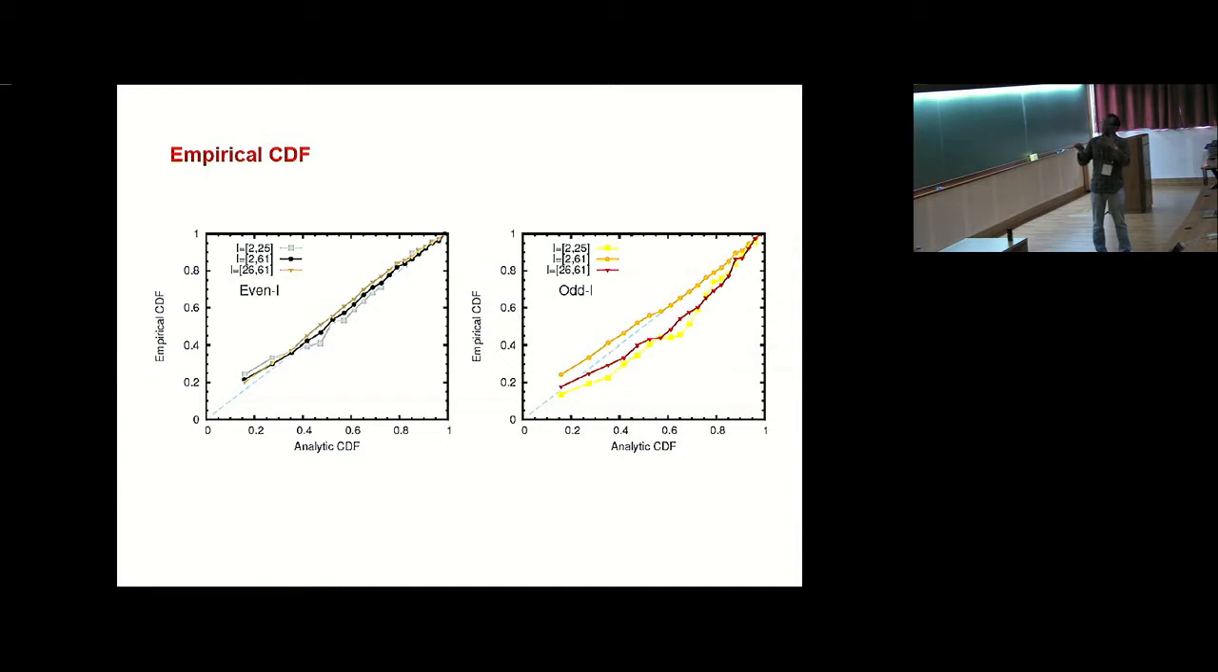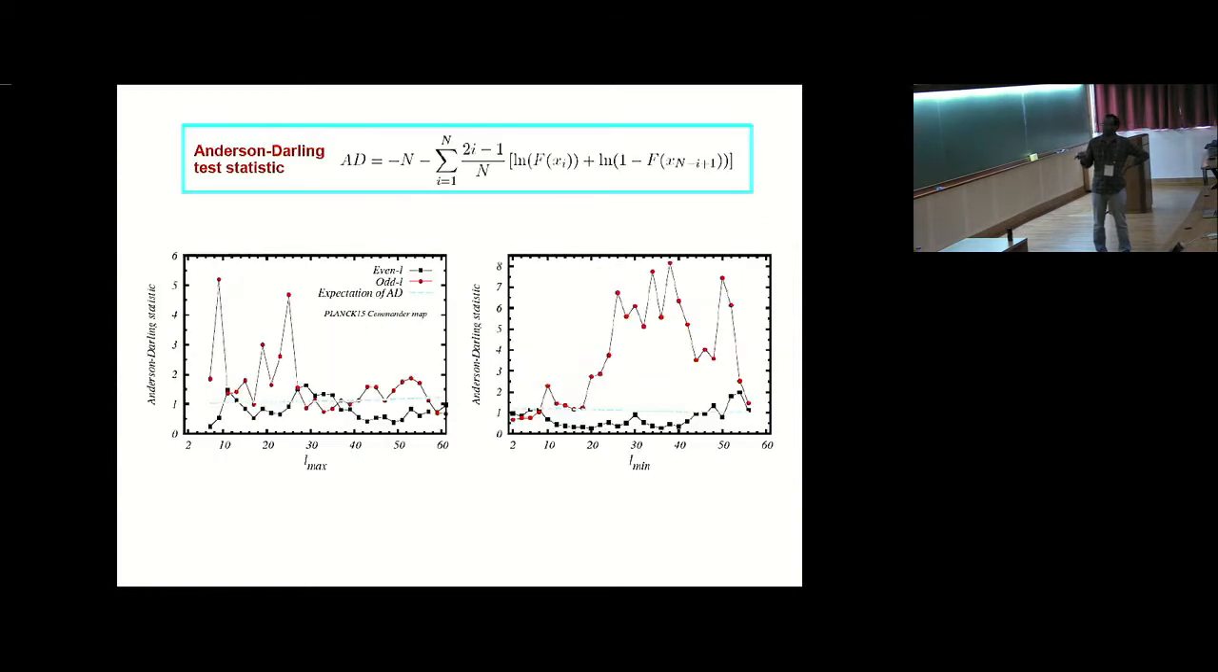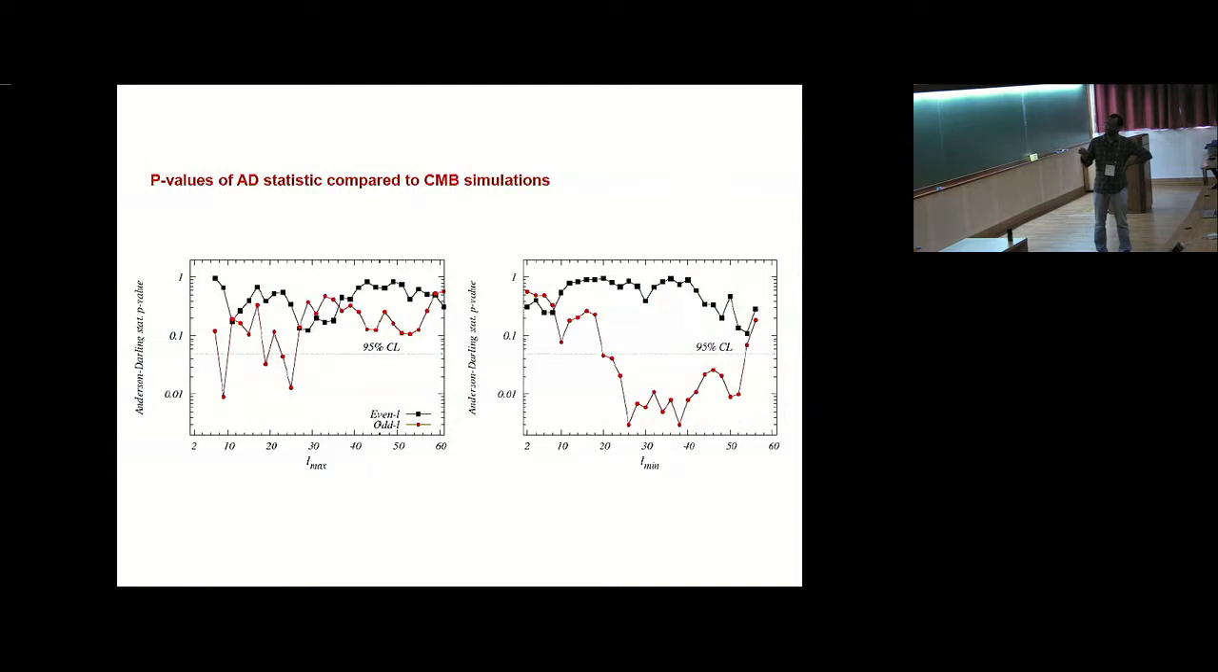very deviant from this expectation, but when you consider the whole range, it is not anomalous. Likewise, the even multipoles are not anomalous, but only the odd multipole alignments are somehow anomalous. Correspondingly, you can compute the Anderson-Darling statistic and also compute the p-values. You find that again in the low multipole region, the odd alignments are significant, are anomalous, and even multipoles are not, and these alignments are stable.